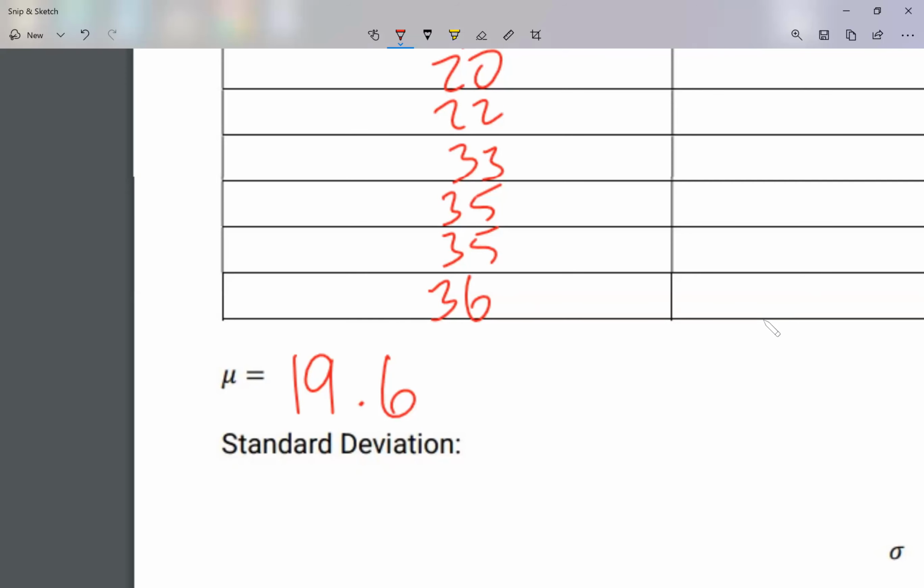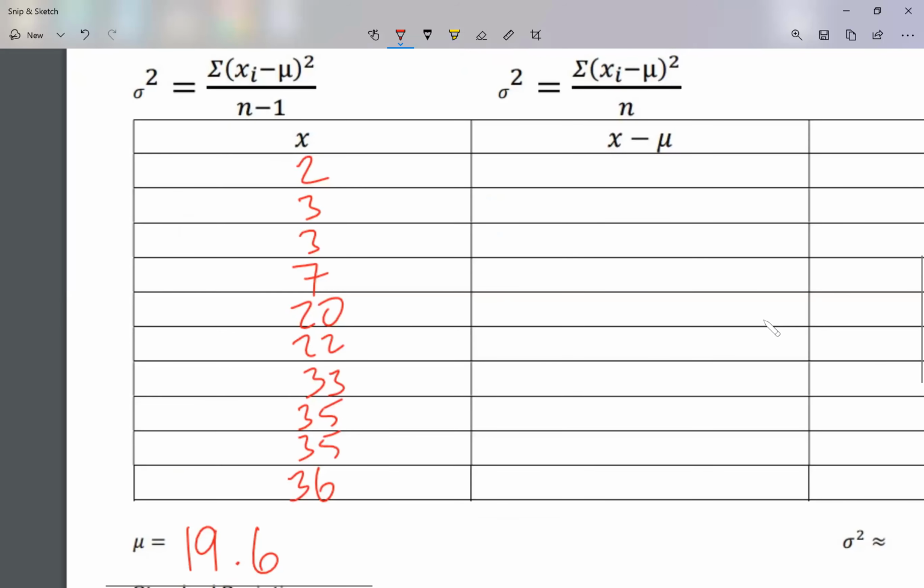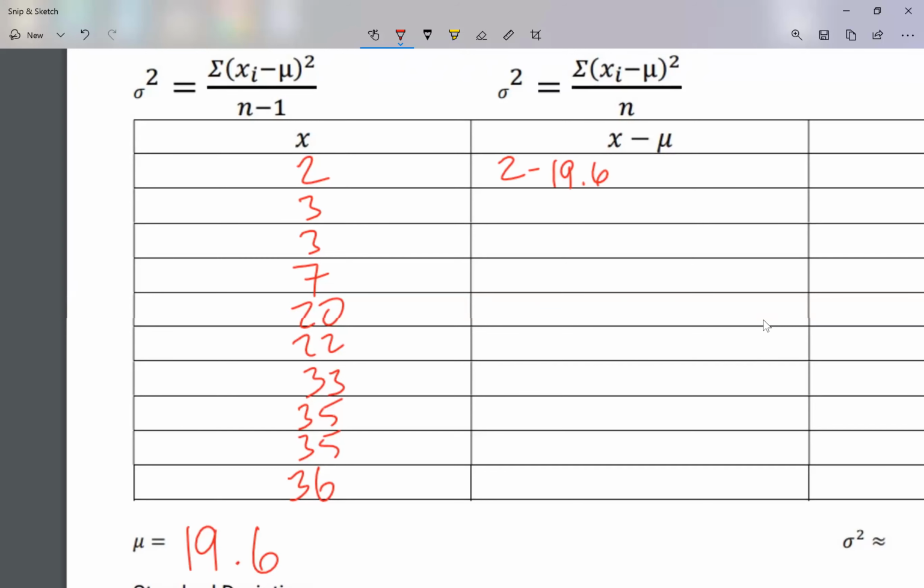Okay, now that I found the average, let me find out how far apart each of my numbers is from the average. So for my first one, I'm going to go 2 minus 19.6. So this number, how far apart is this from my average? It is okay if it's a negative number. 2 minus 19.6, I end up finding negative 17.6. So I always go this number minus the average.